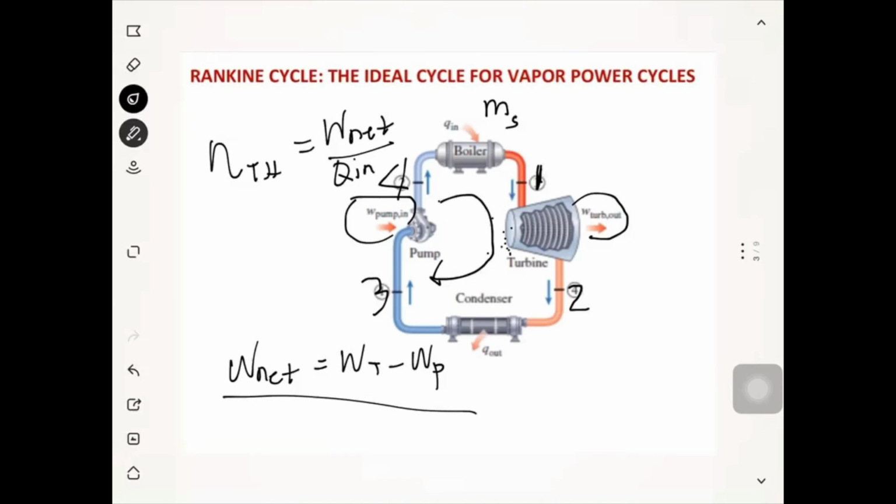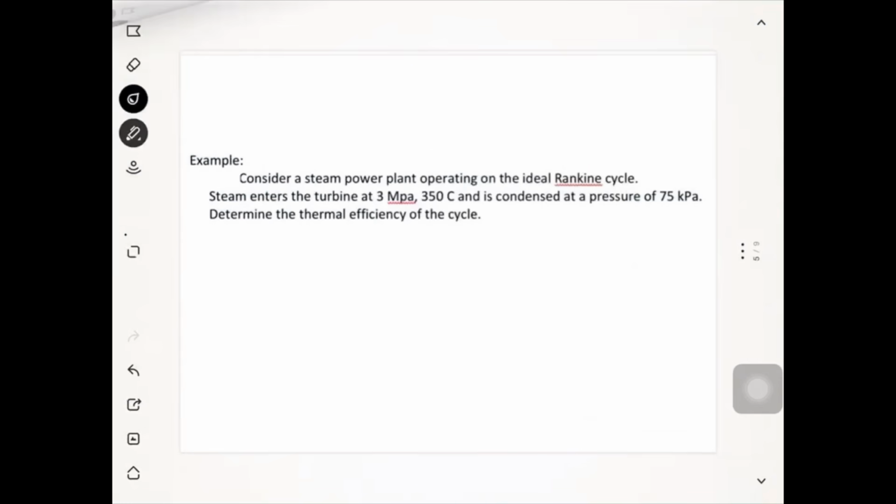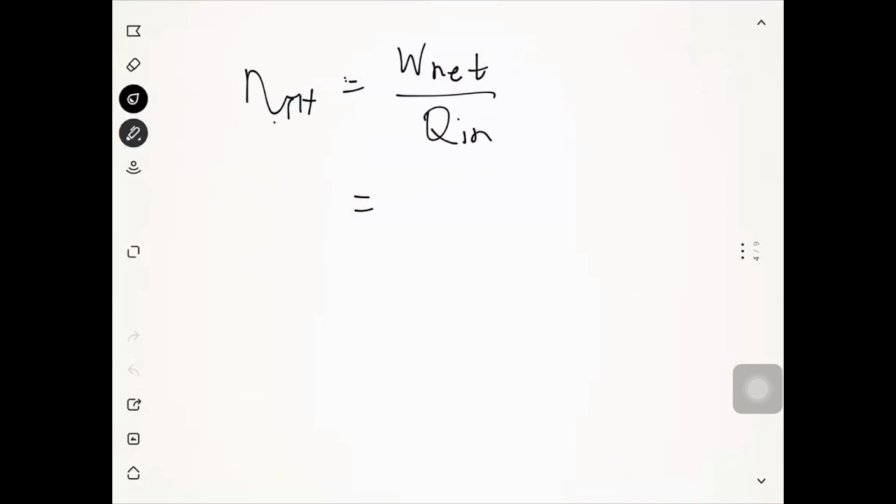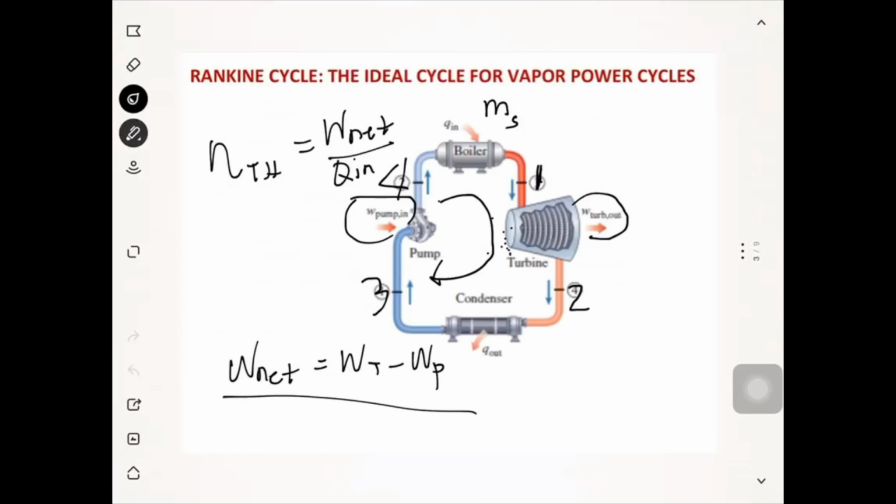So in terms of enthalpy, the thermal efficiency of the Rankine cycle is the work net over the Q in, or the work of the turbine minus the work of the pump over the Q in. I will derive it in terms of enthalpy.